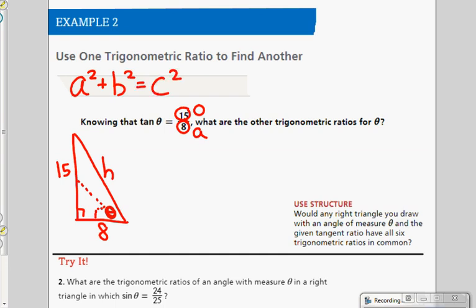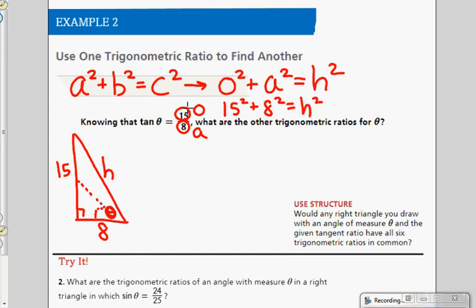A squared plus b squared equals c squared is the Pythagorean theorem. And we could say opposite squared plus adjacent squared equals hypotenuse squared. So plug in what you know and solve for what you don't know. If 15 squared plus 8 squared equals h squared, I think that adds up to 289. Agree? So if you square root it, I think you get 17. So my hypotenuse has to be 17.